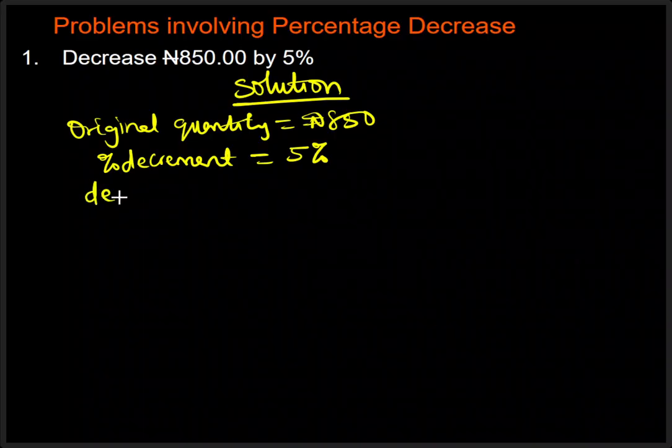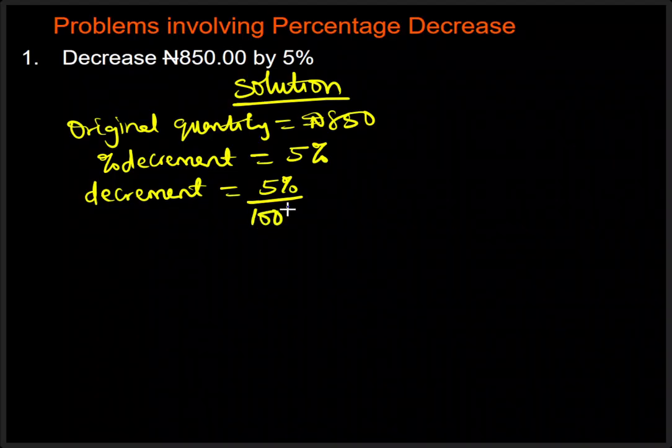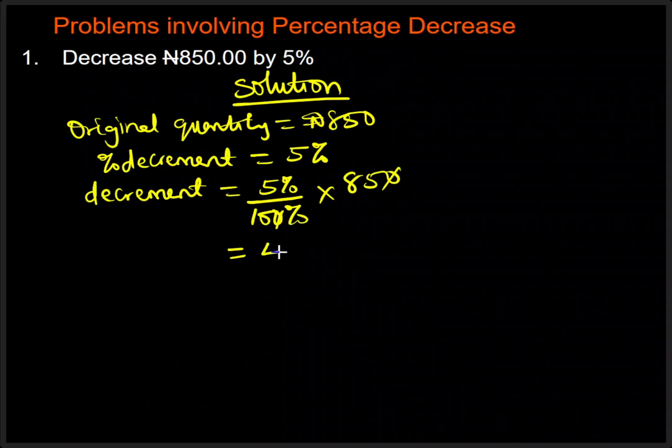And then what do we have? So the decrement, we need to change the percentage decrement to decrement. So decrement equal to 5% all over 100% times 850. I think we did this and this gave us 42 naira 50 kobo. That's what we got. Okay, so that's the decrement.